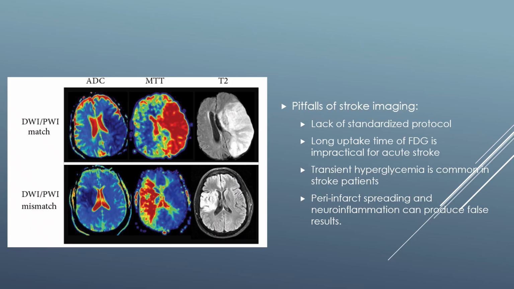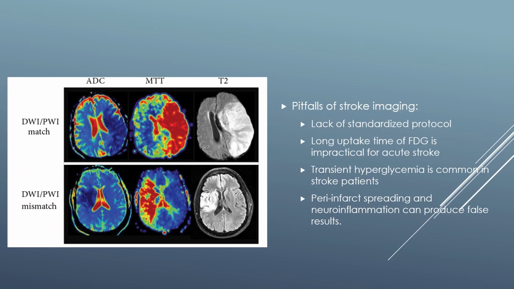And then there's peri-infarct spreading of neuroinflammation. Peri-infarct just means around the infarction, around where those cells died. And those can produce false results as well.